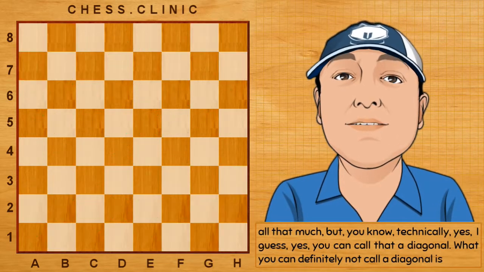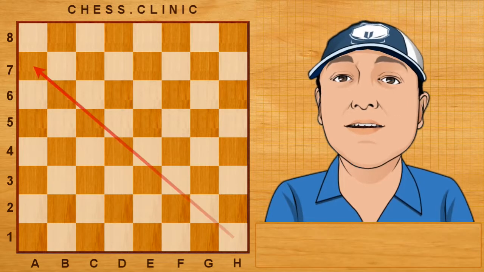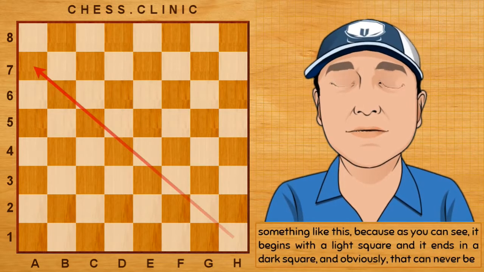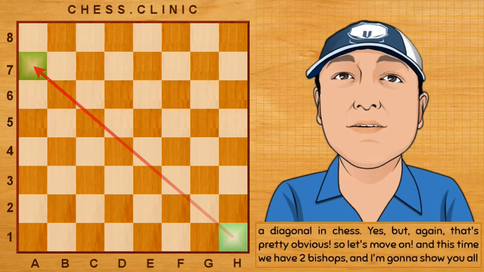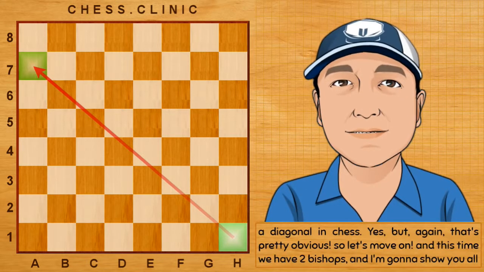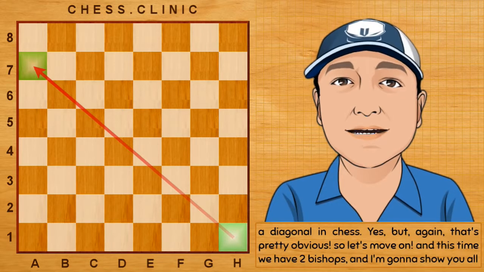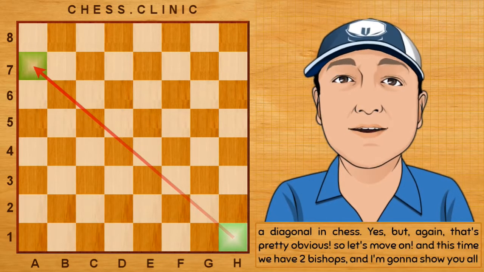What you can definitely not call a diagonal is something like this, because as you can see, it begins with a light square and it ends in a dark square, and obviously that can never be a diagonal in chess. Yeah, but that's pretty obvious. So let's move on.